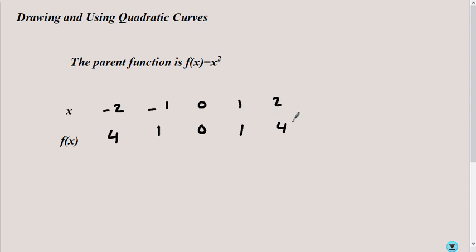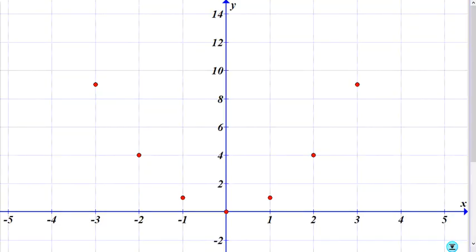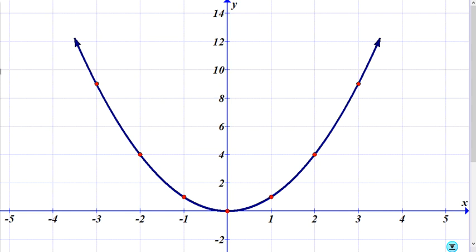Next, we can plot these on the Cartesian plane, and we get those points. Now, if we connect these points by using a smooth curve, we get this kind of function. You should notice that this is a smooth U-shaped curve, and this smooth U-shaped curve does not contain any corners, no sharp corners, and no straight line segments. It is called a parabola.